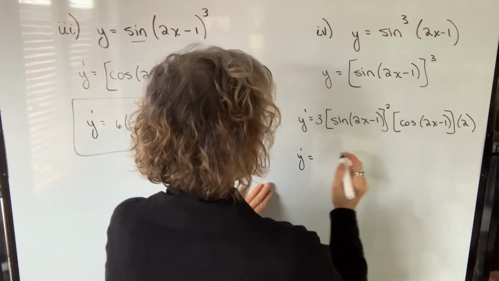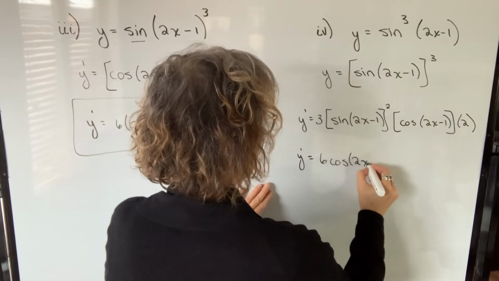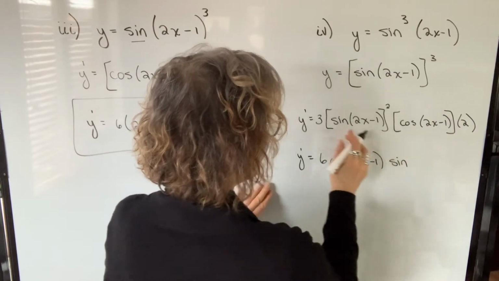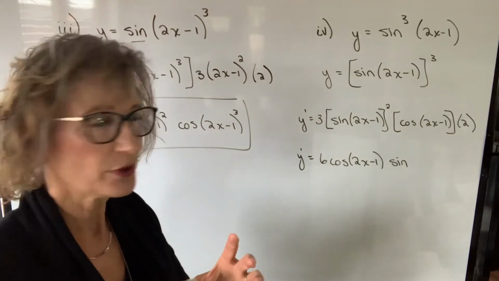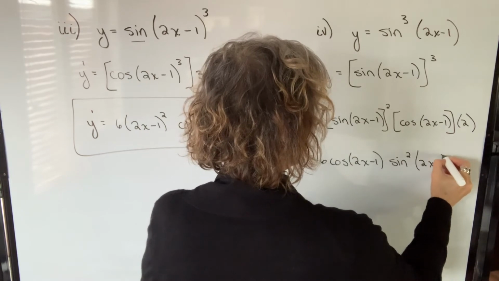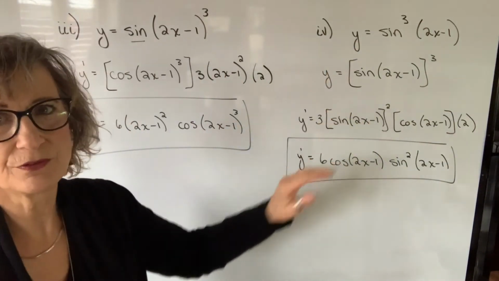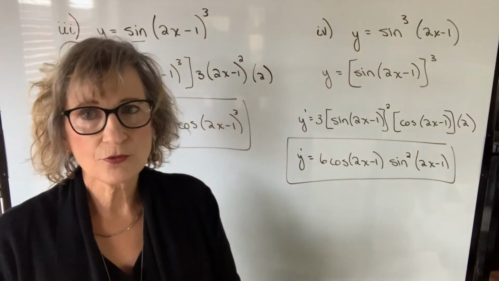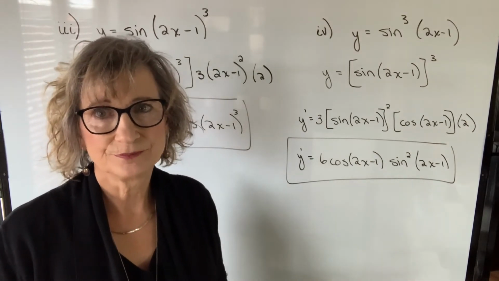2 times 3 is 6. I'm going to bring this cos of 2x minus 1 out front. And then I'm going to write this as sine. Instead of using these square brackets and putting my power like that, I can abbreviate that and write that as sine squared 2x minus 1. And that would be the derivative of that function. So they look similar, but be careful that you understand what the outermost function is and so on.